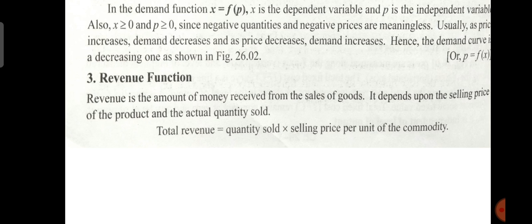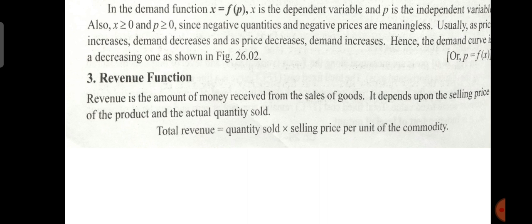So in the demand function, X = f(P). X is the dependent variable, P is the independent variable. So X ≥ 0, P ≥ 0, because negative quantities and negative prices are meaningless. So demand and quantity should be positive. So the values of X and P are always positive. So there is no negative case here.